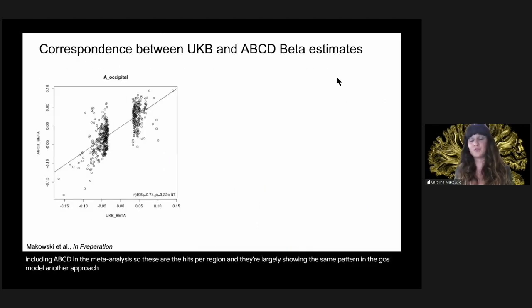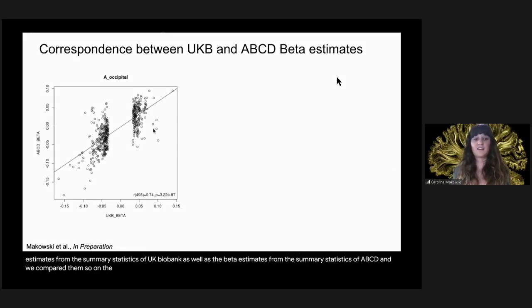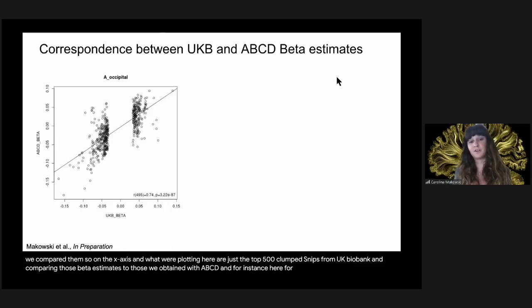Another approach we took was to compare effect size estimates. So to do this, we took the beta estimates from the summary statistics of UK Biobank, as well as the beta estimates from the summary statistics of ABCD, and we compared them. On the x-axis, what we're plotting here are just the top 500 clumped SNPs from UK Biobank, comparing those beta estimates to those we obtained with ABCD. And for instance, here for the occipital area, we see very, very strong correspondence.